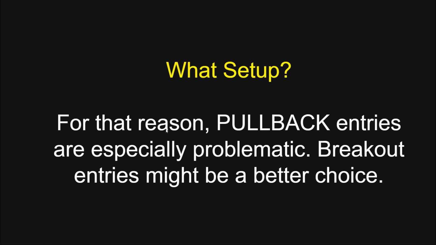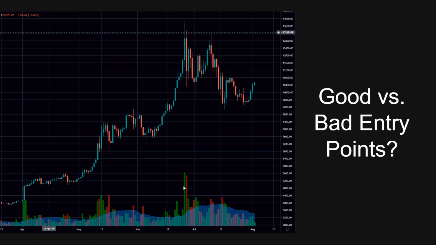So for that reason, pullback entries are especially problematic because the pullback itself tends to pump up the implied volatility. Breakout entries might be a better choice. So a breakout entry is something where we rally up and then consolidate very quietly. Things get really quiet. People get complacent. The volume drops off and then boom, up goes the next leg. And this sort of stair-stepping movement. And actually the implied volatility stays fairly low during the whole thing. And you don't have that much crush during a breakout like that. So breakout entries might be a better choice.